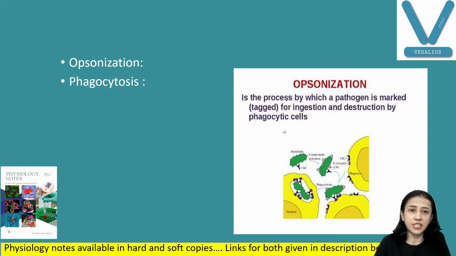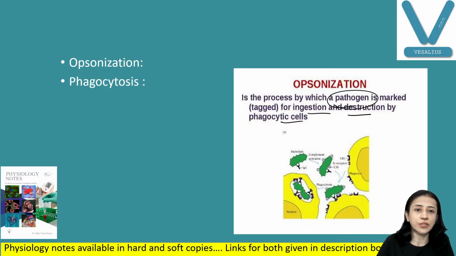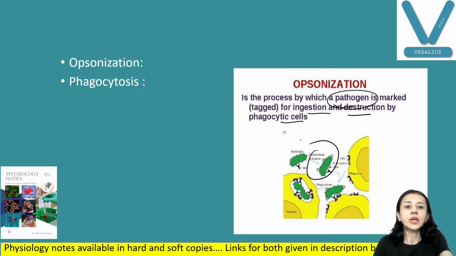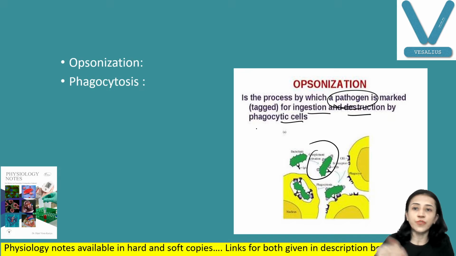Now, what is opsonization? Here it is written, it is the process by which the microorganism pathogen is tagged for the ingestion and destruction by phagocytic cell. Means this pathogen that is tagged, now this is to be phagocytosed. So that process is known as opsonization, and opsonins are the antibodies against that particular bacteria or pathogen, and they coat, you can see here in this diagram, this pathogen. You can see here this one. So this is the process which is known as opsonization, and which is followed by phagocytosis.